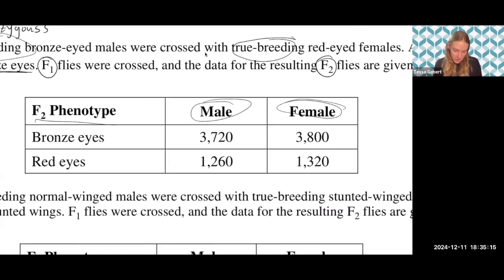So in this case, if we look at bronze eyes, the males have 3,700 roughly. The females have 3,800 roughly. And for red eyes, the males have 1,260 and the females are 1,320. This is not, based off of my gut instinct, a major difference between the two sexes. And so I would be inclined to think that this is an autosomal trait rather than a sex-linked trait, simply because I don't see that difference between male and female ratios.